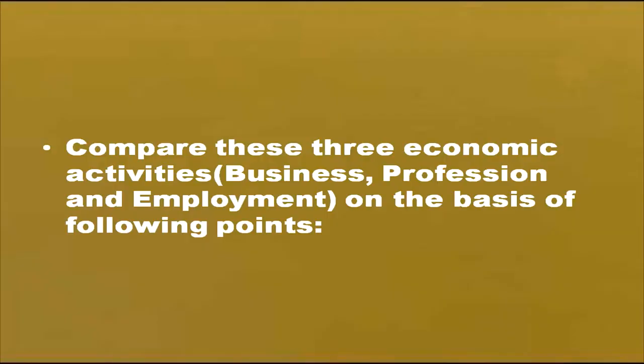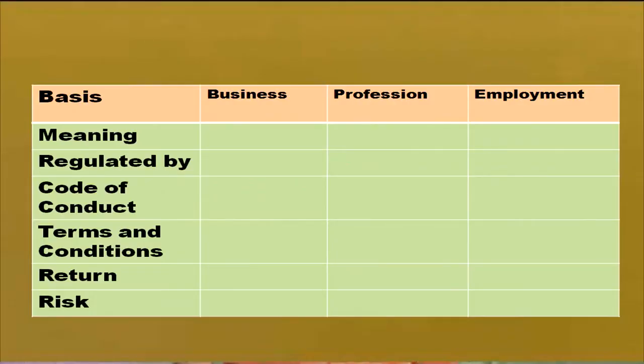Another project, compare these 3 economic activities, that is business, profession, and employment, on the basis of the following points. And you have to prepare a report like this. What is the basis? Meaning, it is regulated by who? Like that, you have to write. 3 columns for business, profession, and employment you have to draw and write the meaning of the business, profession, and employment in the first column or first line.